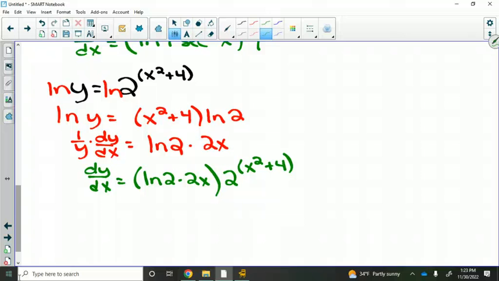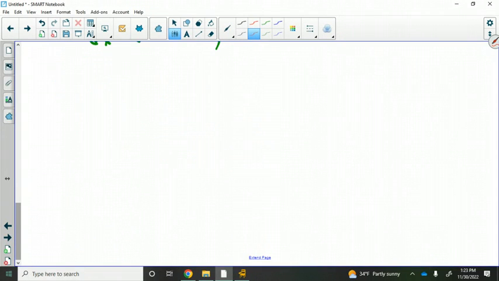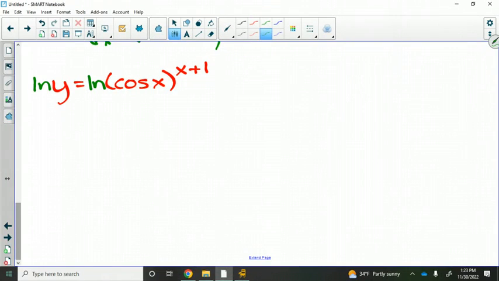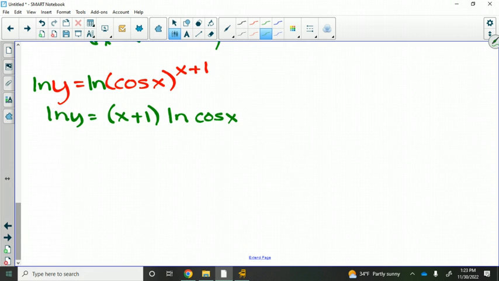Okay, let's do another trig one. Okay, let's try. The cosine of x to the x plus 1 power. So natural log in there. The whole x plus 1 comes down to the front. Then we have natural log of the cosine of x.